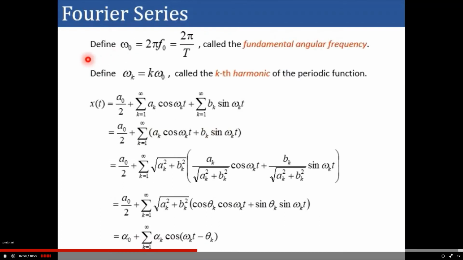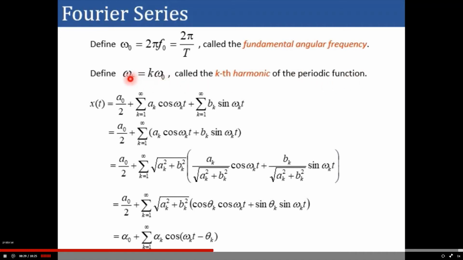Now let's define omega naught as 2 pi f naught. So we can write 2 pi f naught is nothing but 2 pi upon capital T, which is the time period, and f naught is the fundamental frequency. So omega naught can be written as the fundamental angular frequency. Now let's define omega k. Omega k can be written as k times omega naught, which is the kth harmonic angular frequency for this periodic function.